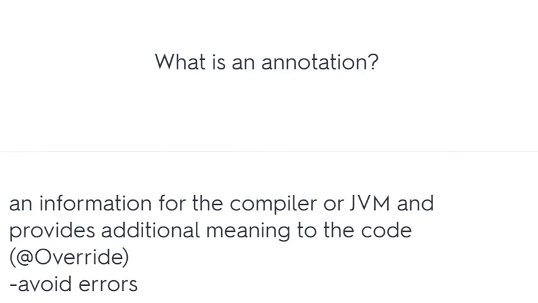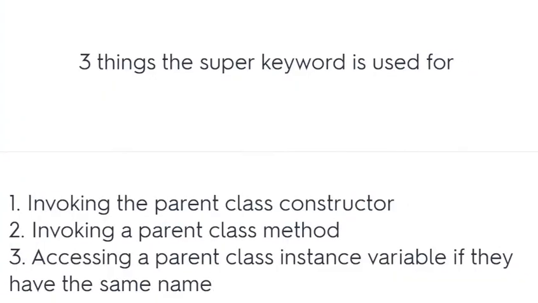What is an annotation? An information for the compiler or JVM and provides additional meaning to the code. Avoid errors. Three things a super keyword is used for. 1. Invoking the parent class constructor. 2. Invoking a parent class method. 3. Accessing a parent class instance variable if they have the same name.